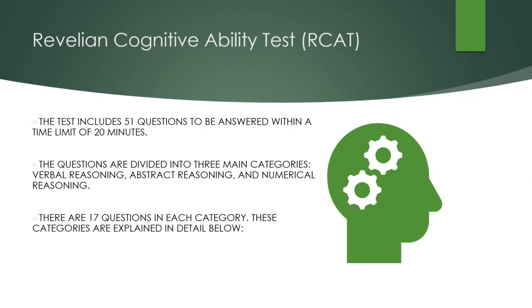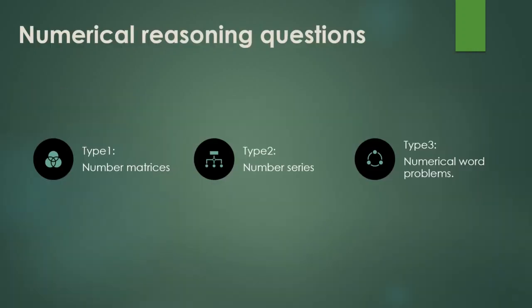Numerical reasoning questions assess your ability to understand numerical relationships and concepts and your ability to reason using numbers. These 3 types of numerical questions can be found in the RCAT. First, number series. You will be presented with a series of numbers with one number missing. You need to find the missing number. Second, number matrices. You will be presented with a 3x3 matrix with numbers. You have to find the number that is represented by a question mark. Last, numerical word problems. Numerical word problems, simply called math word problems, are mathematical questions presented verbally.